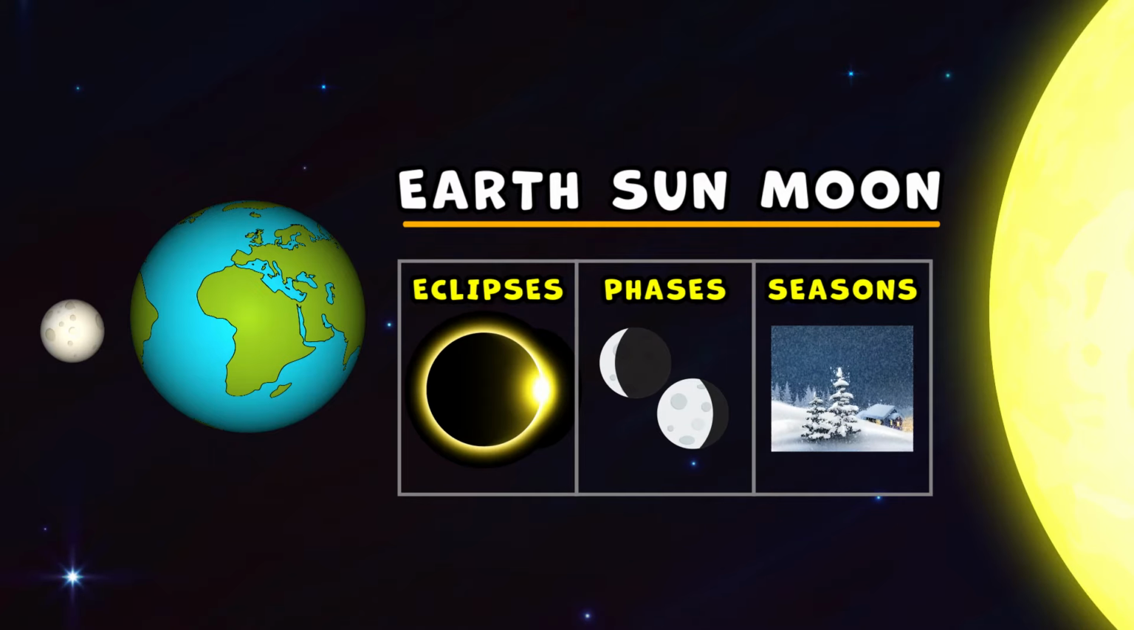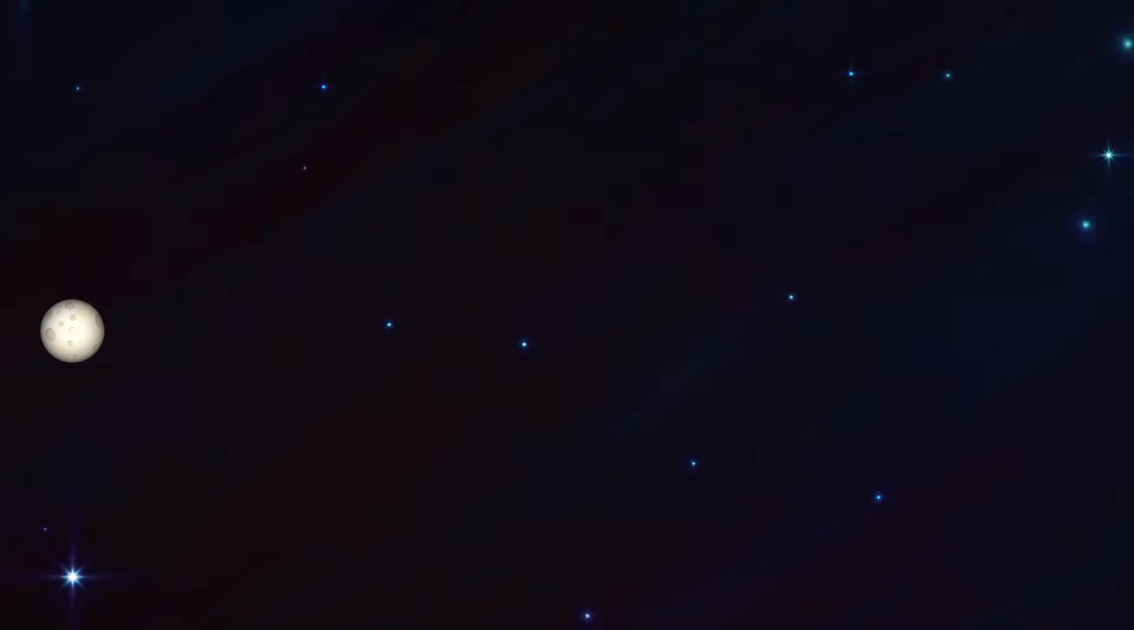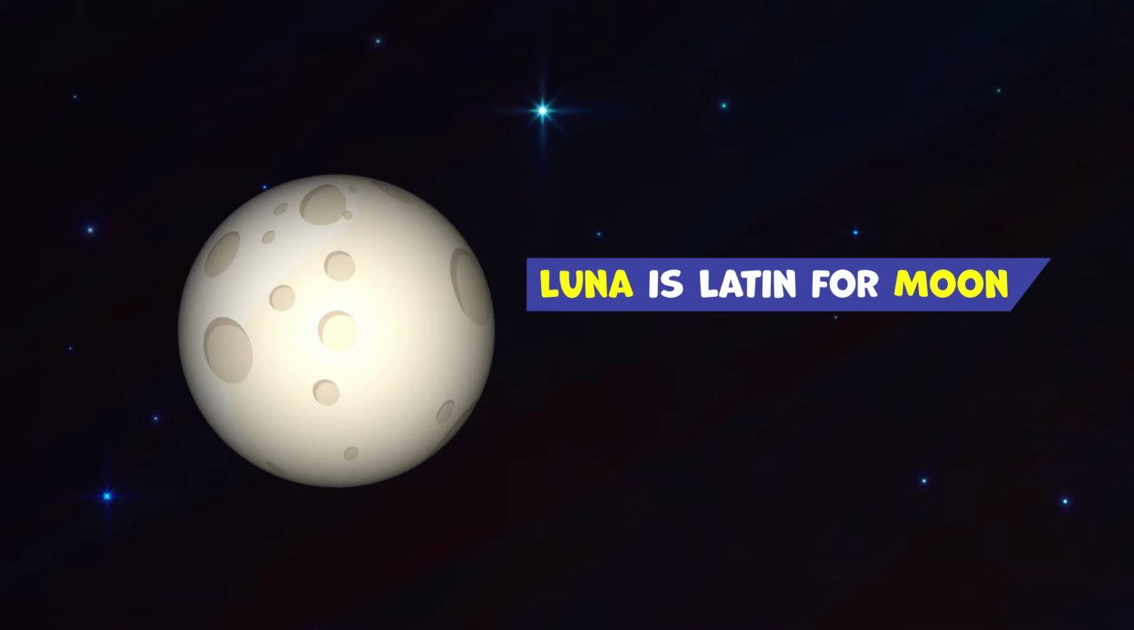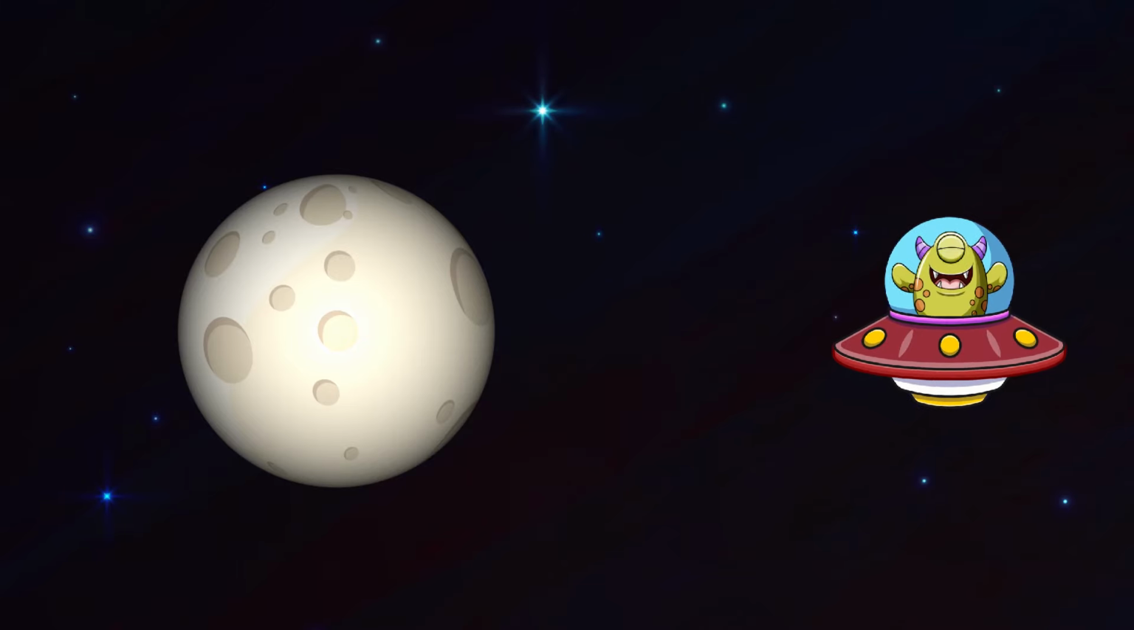In this second video, we will look at how the orbits of the Moon and Earth cause eclipses and lunar phases. But first things first, the word lunar comes from the Latin word luna, which means moon. Lunar means of the moon. Okay, now let's bring in our friend Allie the alien to talk about lunar phases.